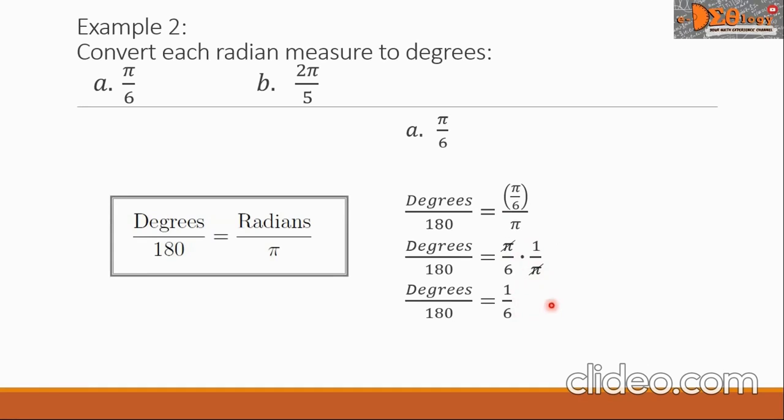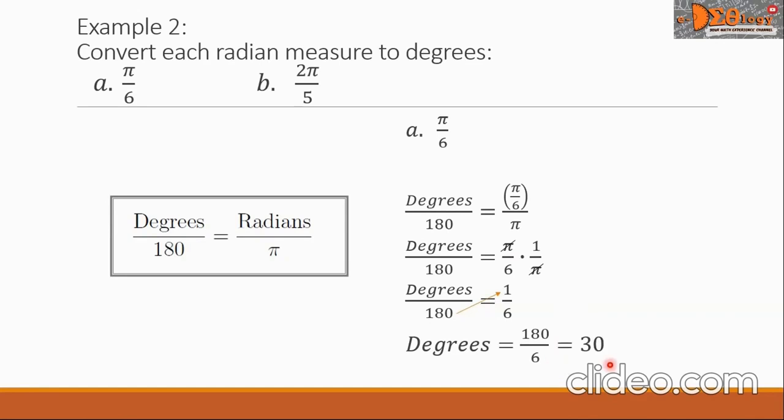From here, we're now to cross multiply this 180 to the right hand side. So the 180 times 1. And the degrees will be alone on the left hand side. We have now 180 times 1 all over 6. Since this is a factor of 1, we can simply remove this 1. We can now simplify this into 180 over 6. And when we get the quotient, the answer will be 30.